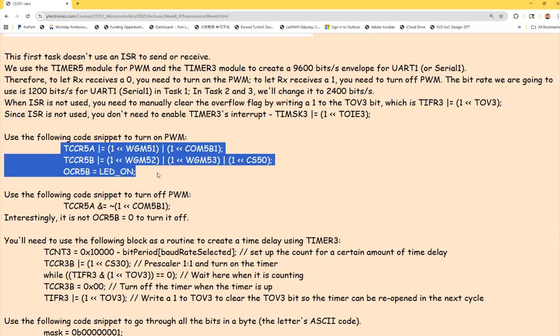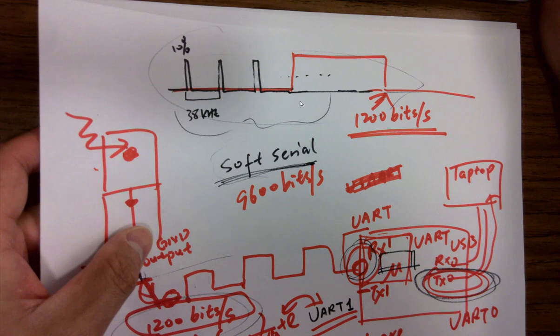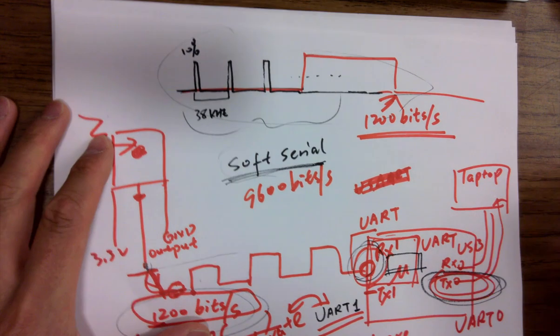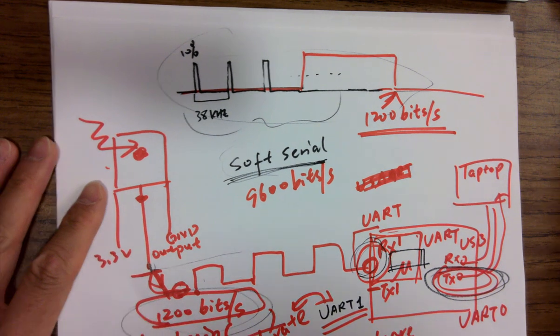Okay, that's the start bit. Because this whole block, if you're not using ISR, like task 1 is not using ISR, you have to manually turn the PWM on and off every time. So if you look at what we planned here, it's actually really simple, even though the code sometimes looks confusing.